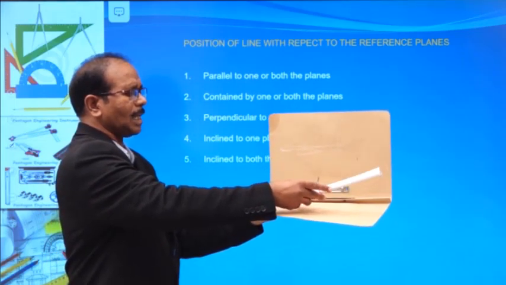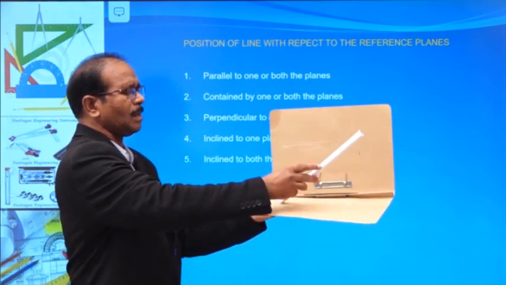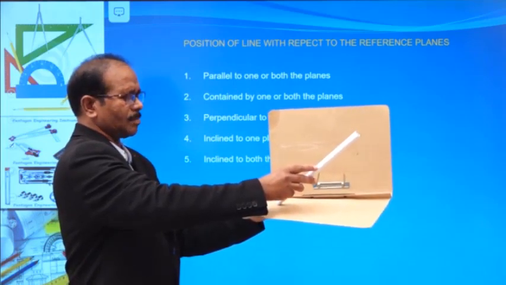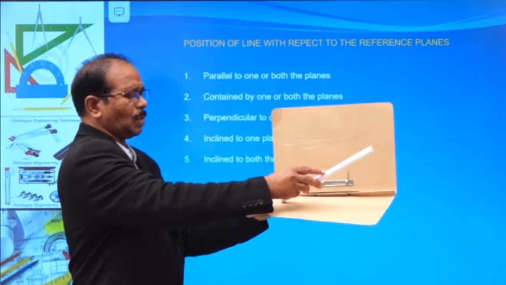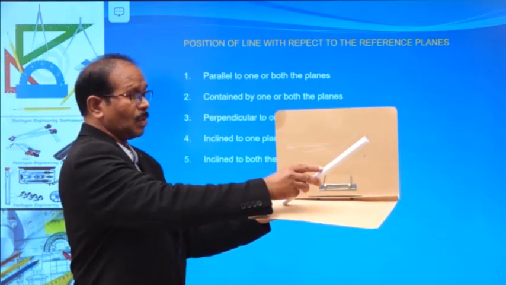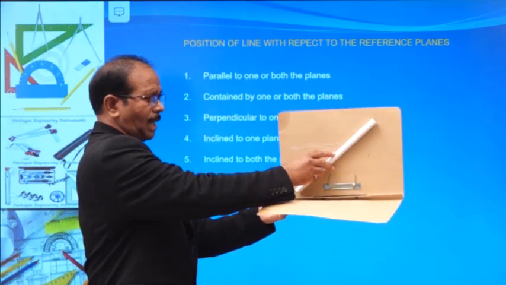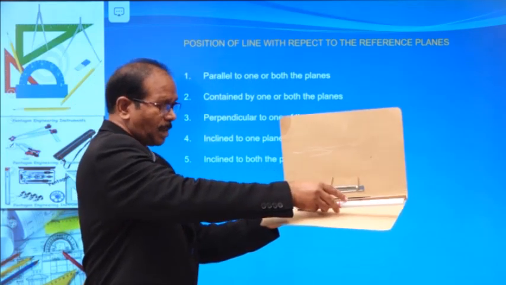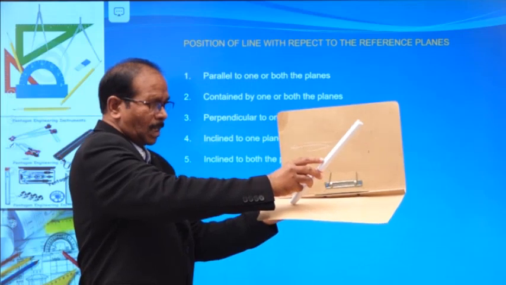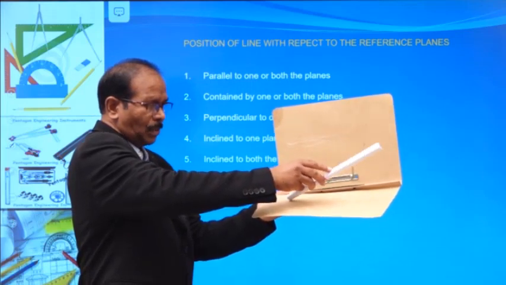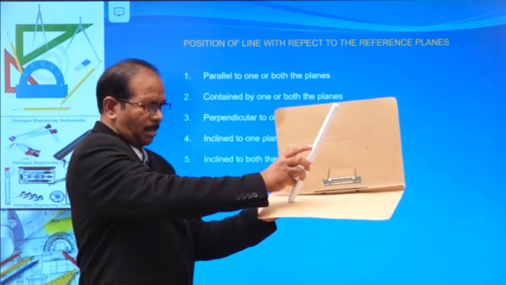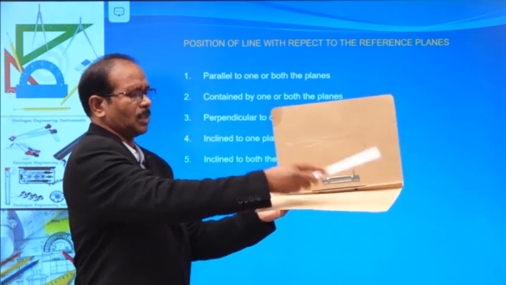This is the inclination, 30 degrees to the horizontal plane, with the line parallel to the vertical plane. The line is inclined to the horizontal plane and parallel to the vertical plane. The front view is the true length of the line. The top view is reduced because of this inclination, so the top view becomes a reduced version of the front view. So this is the position.